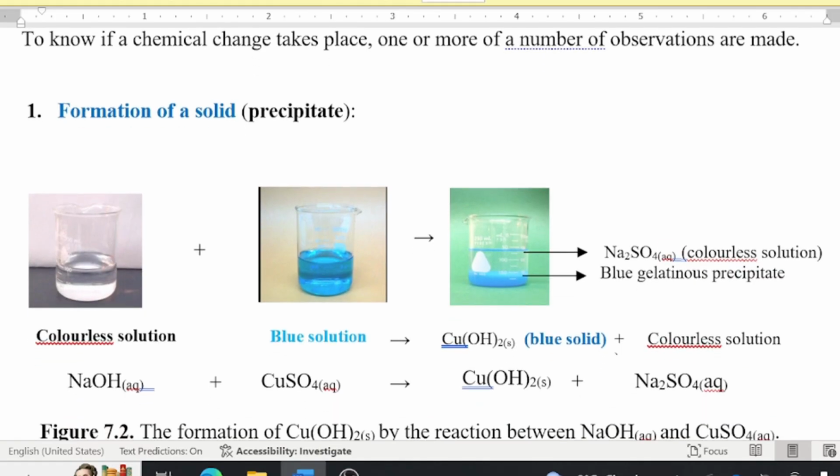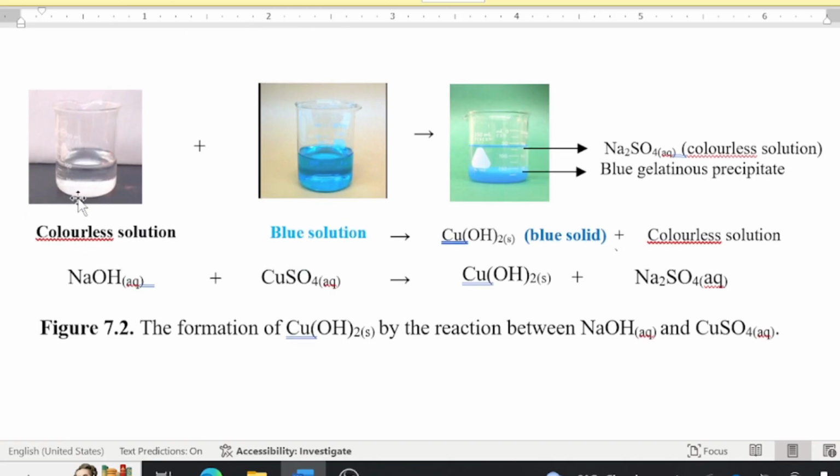One, formation of a solid, what's called a precipitate. If I have a colorless solution here of sodium hydroxide, and I have a blue solution here of copper 2 sulfate, and then pour either one into the other one, you will get a blue gelatinous precipitate here that sinks to the bottom, and here you're going to see a clear solution, if you allow that to stand for some time, of sodium sulfate. So this is the evidence here.